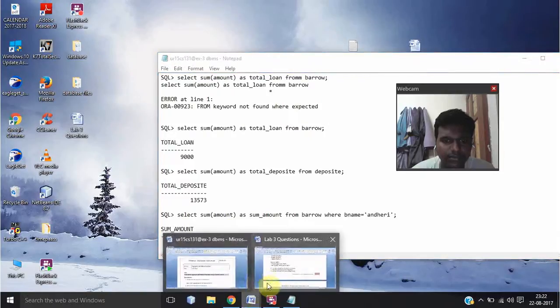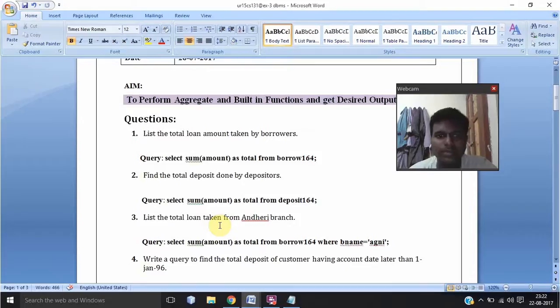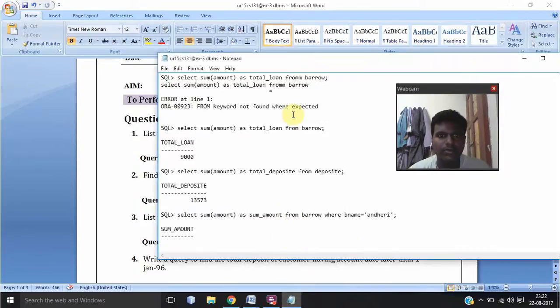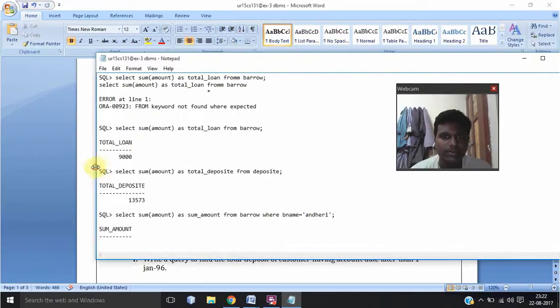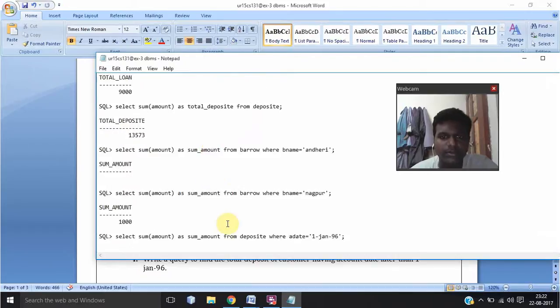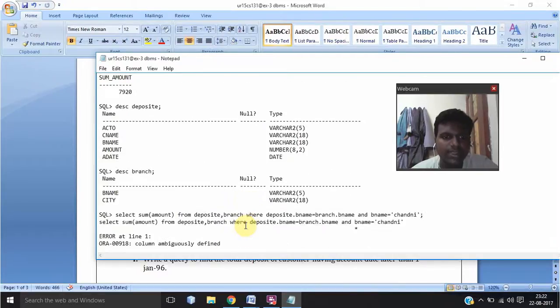The given queries are: this is the total amount taken by the borrowers. That is the query, select amount as the total borrowers from the table named borrow, and select the sum amount total from the deposit. That is 1356. Select the sum amount as sum amount from the borrowers where B name is Andri. That is the name given. That is sum amount as 1000 rupees.